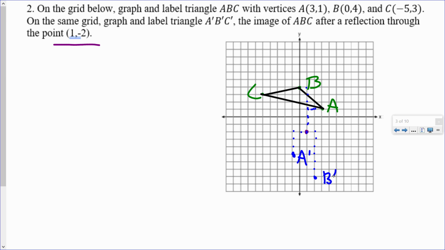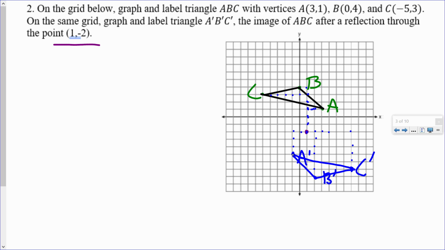B prime. And for C, I'm going right 1, 2, 3, 4, 5, 6. Down 1, 2, 3, 4, 5. All of these are rigid motions, which means the shape should be the same size, the same distance. It looks good. It's not asking me to state the coordinates. I don't have to. I'm done.